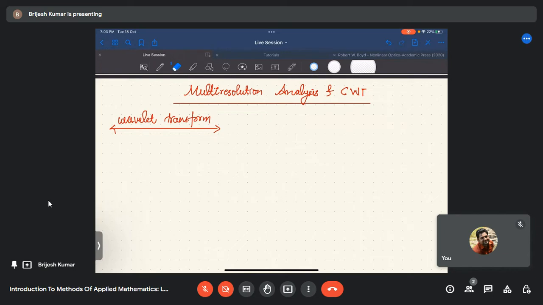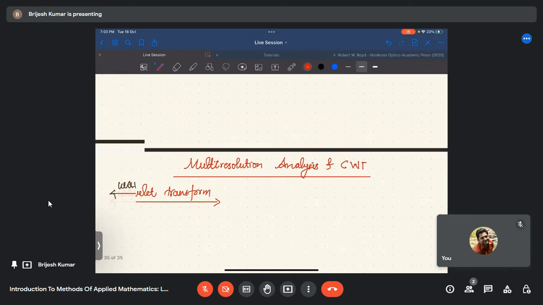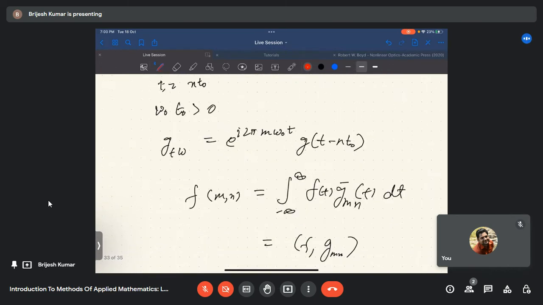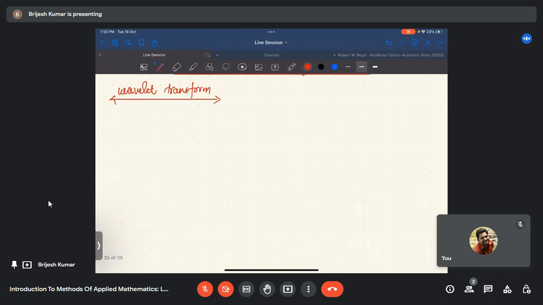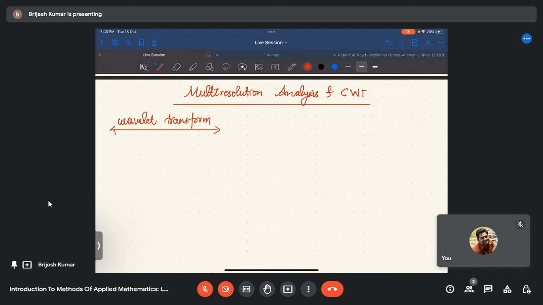So let's start. Today in this lab session, we saw multi-resolution analysis or continuous Wavelet transform. So this will cover the last section of our course. In the previous session we saw the short-time Fourier transform. Why do we need this Fourier transform? We need it to analyze non-stationary signals, that is, signals whose frequency response varies in time.